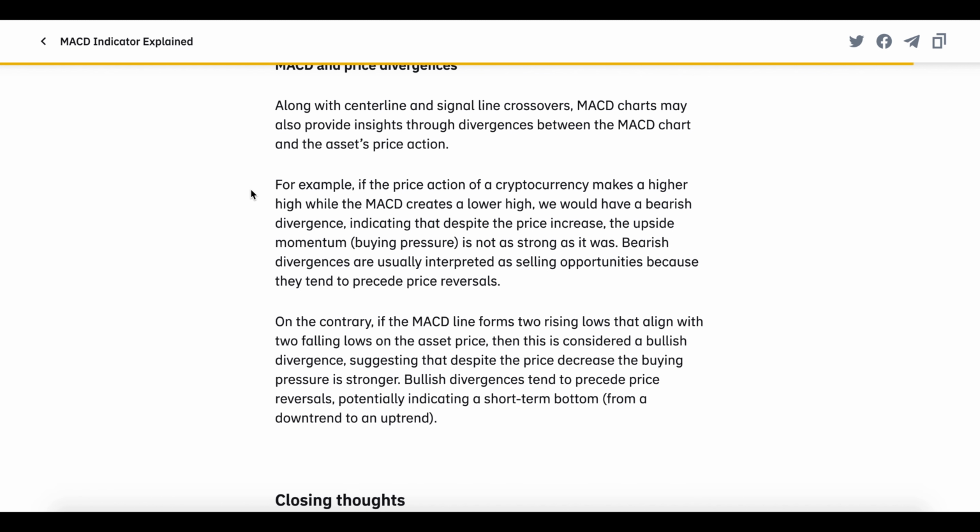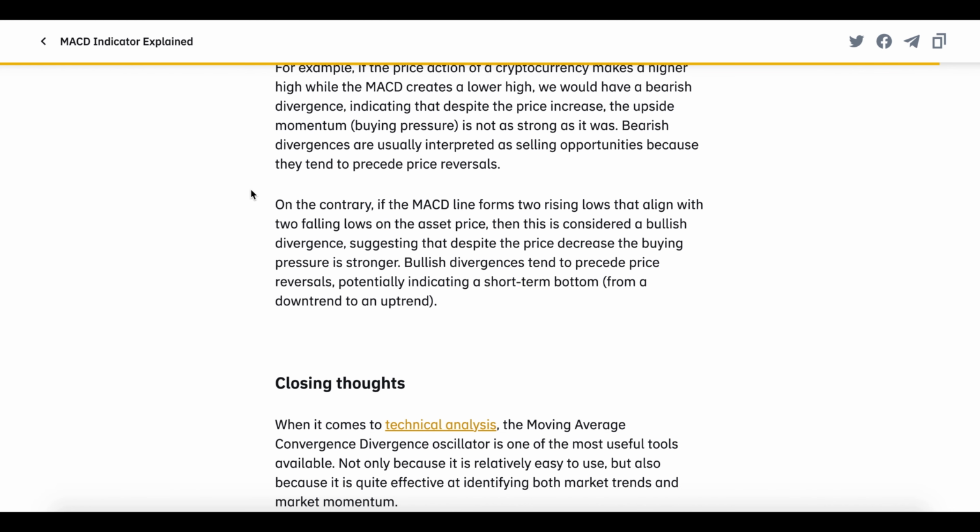On the contrary, if the MACD line forms two rising lows that align with two falling lows on the asset price, then this is considered a bullish divergence, suggesting that despite the price decreasing, the buying pressure is stronger. Bullish divergences tend to precede price reversals, potentially indicating a short-term bottom from a downtrend to an uptrend.